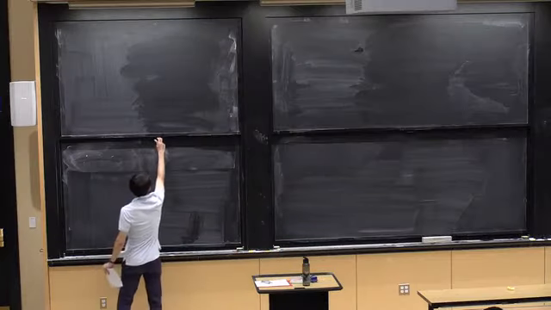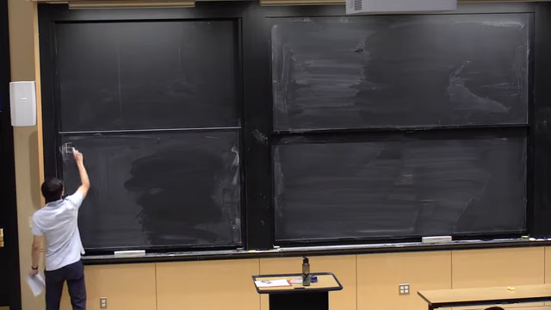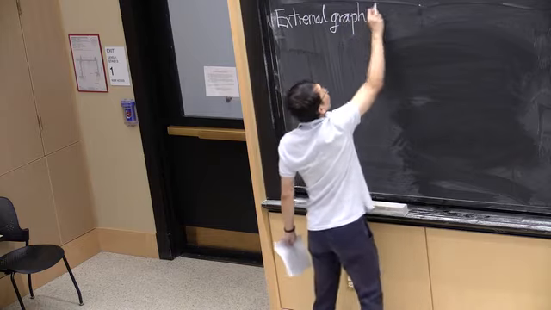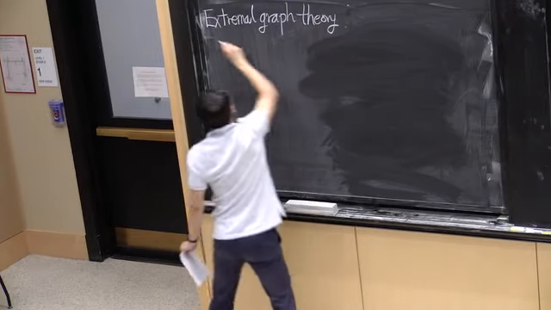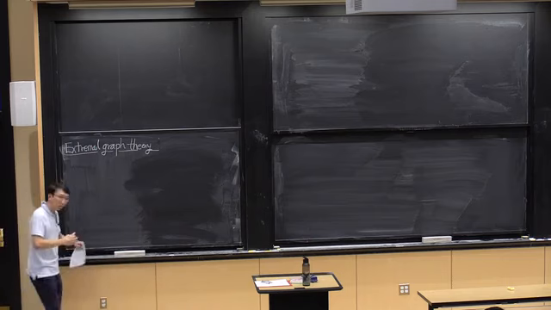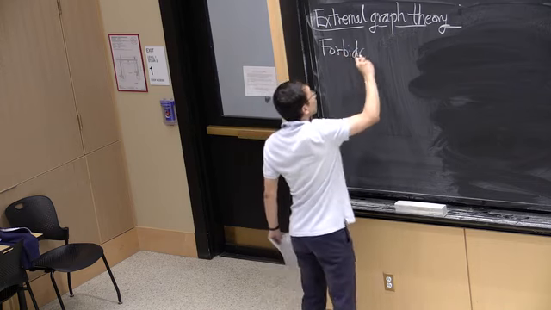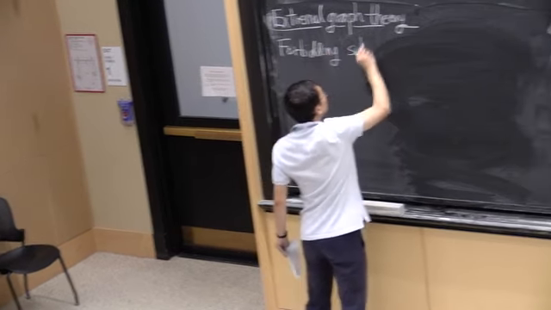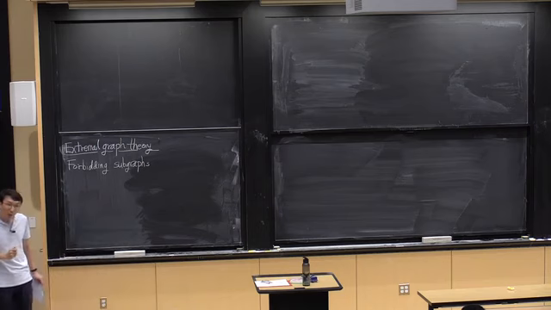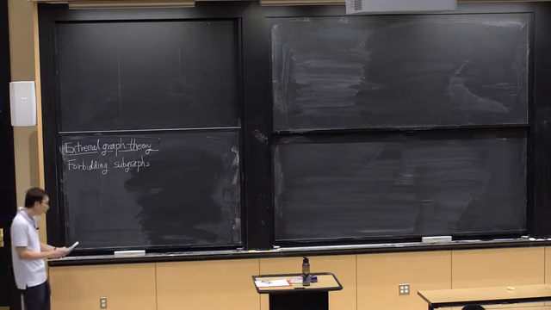So the first topic that I want to discuss in this course is extremal graph theory. In particular, there's a whole class of problems which have to do with what happens if you forbid a specific subgraph and ask what's the maximum number of edges that can appear in your graph.